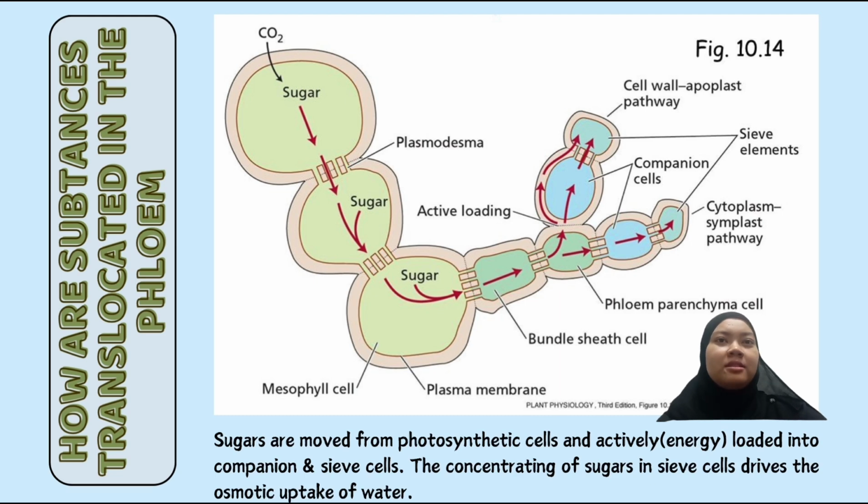How are substances translocated in the phloem? From photosynthetic mesophyll cells, sucrose follows a symplastic route into phloem parenchyma. Then the route may be apoplastic or symplastic to companion cells and sieve tube members. Solutes can move from mesophyll cells to the phloem by apoplastic or symplastic pathways. Sugars and other solutes produced in mesophyll can move to phloem by the apoplastic pathway.